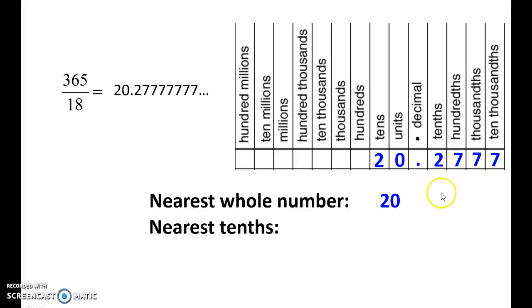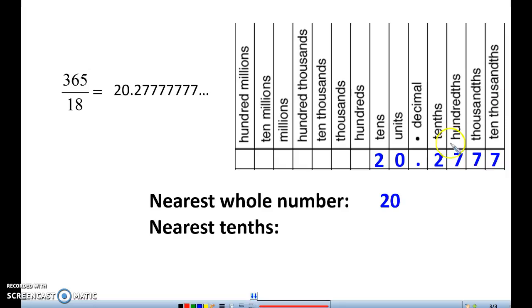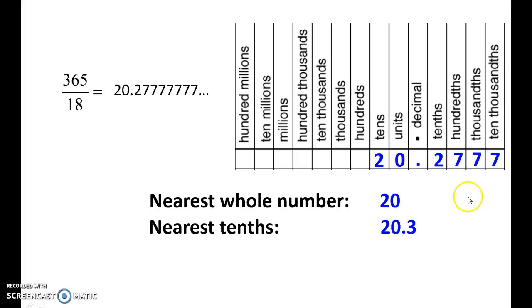If it asks you to round to the tenths, you look and find the number in the tenths place, which is the 2. Now, it's the hundredths place number that decides if the 2 stays a 2 or if it rounds up to a 3. If the number in the hundredths place is less than 5, it stays a 2. If it's 5 or greater, it will round up to the next bigger number. Well, since 7 is greater than 5, this 2 is going to round up to a 3. Okay, so here we've rounded to the tenths place.